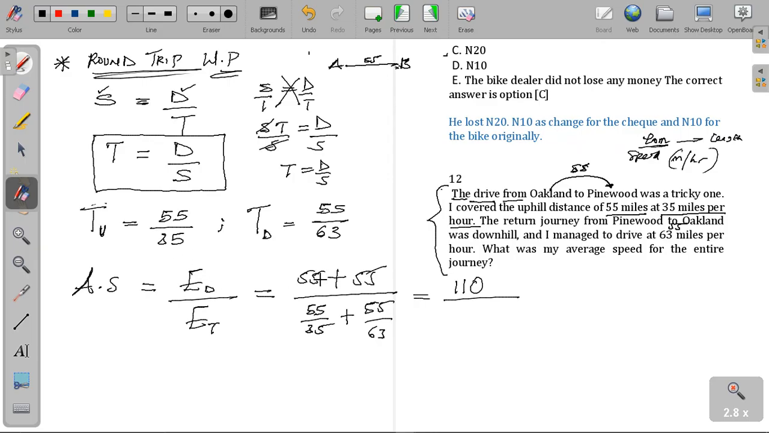Okay, so the entire distance now implies the distance for you to move from Oakland to Pinewood and from Pinewood back to Oakland. So what is the total distance there? That's 55 plus 55. Okay, and then the entire time taken for you to cover the up U and the down U should be this result and then this result. So I'll add them together. This is total, you add them together. So I want to solve this.